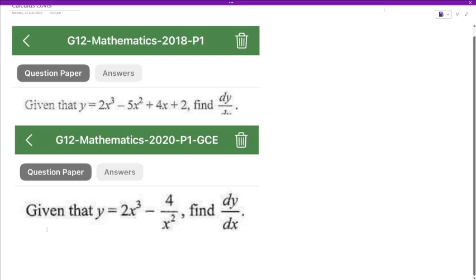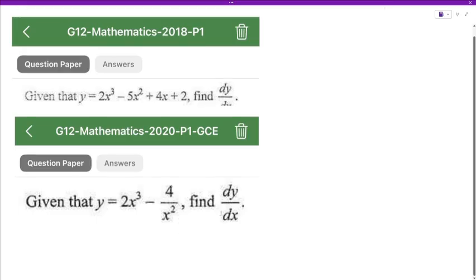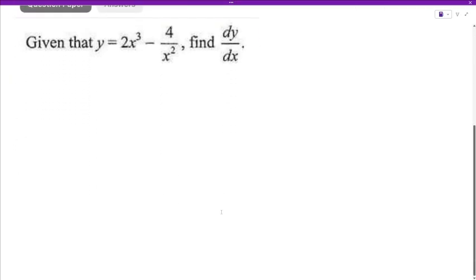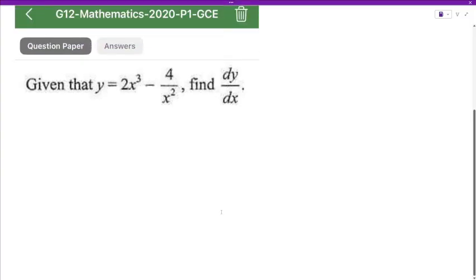The next question says, given that y is equal to 2x cubed minus 4 over x squared, find dy over dx. We said whenever you see dy over dx, it simply means you're differentiating. So first you write down the function 2x cubed minus 4 over x squared. Before you start differentiating, you need to convert all powers to negative indices.